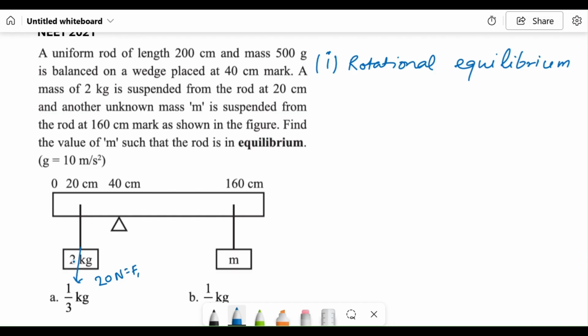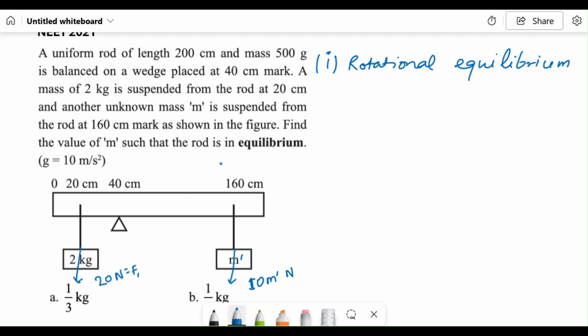Why I am saying 20 Newton? Because mass times acceleration due to gravity. G is given here as 10 meter per square second. So 20 Newton force. Now here at this end, there will be a force acting downward, which will be 10 times this M. Let's say this is M prime. So 10 times M prime Newton.